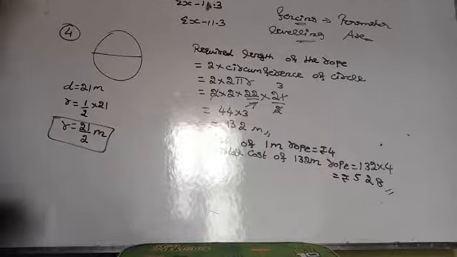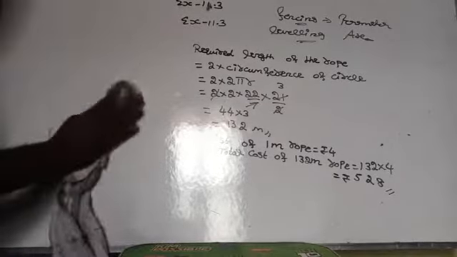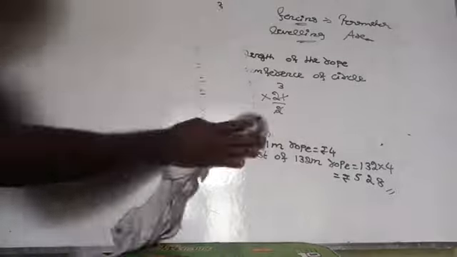Question number 5. Look at question number 5. From a circular sheet of radius 4 cm, a circle of radius 3 cm is removed. Find the area of the remaining sheet. Take the value of pi equal to 3.14. What is given for you?